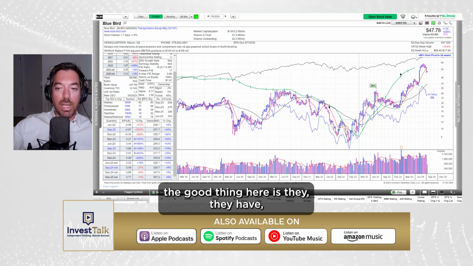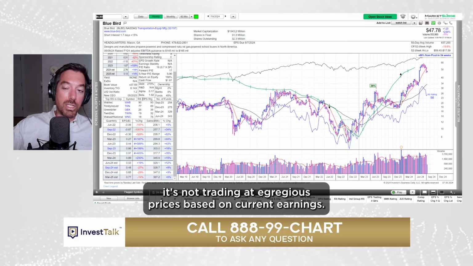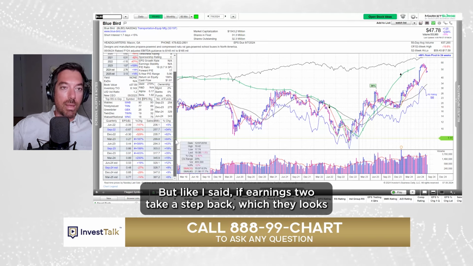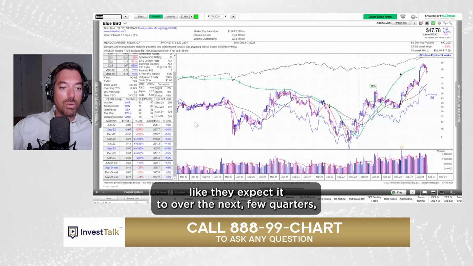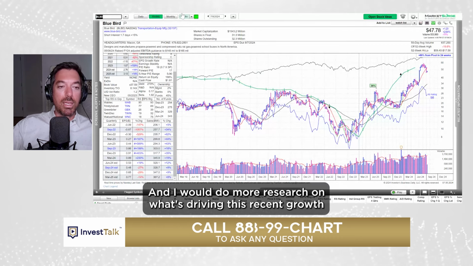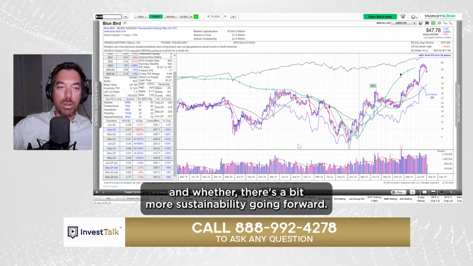The good thing here is they have a good balance sheet. It's not trading at egregious prices based on current earnings. But like I said, if earnings do take a step back, which looks like they're expected to over the next few quarters, that would worry me a bit. But the technicals look fine. It's in an uptrend, and I would do more research on what's driving this recent growth and whether there's a bit more sustainability going forward.